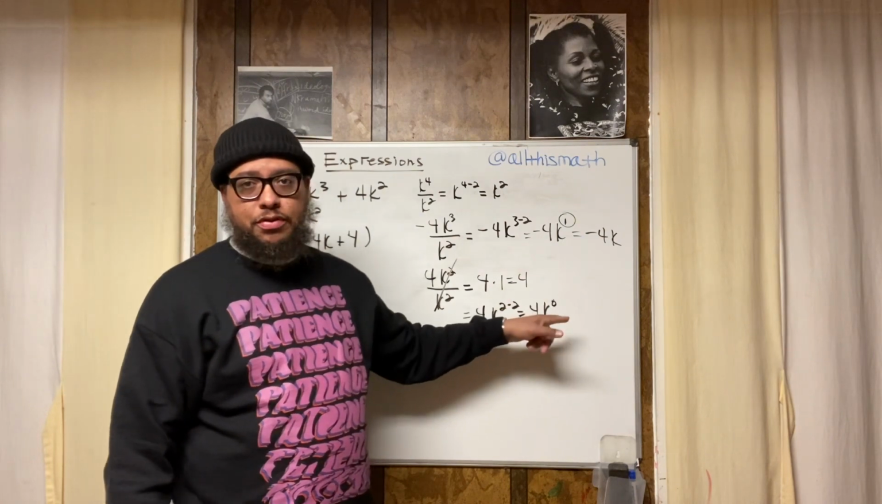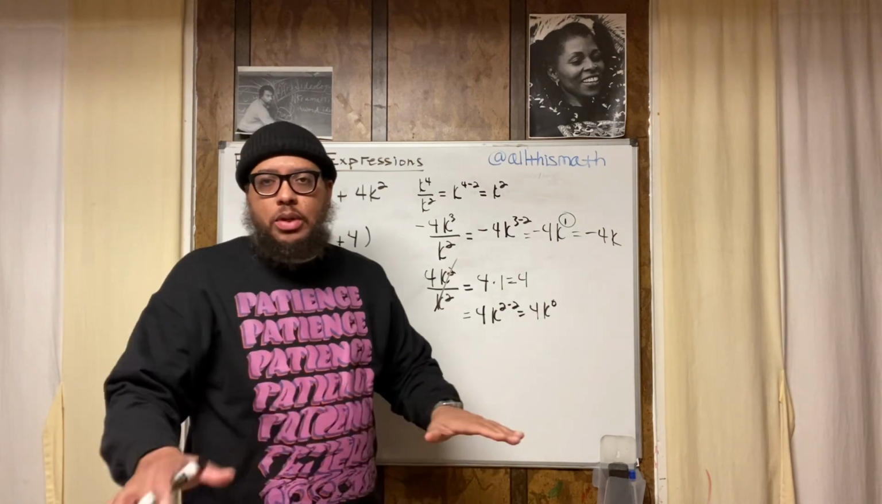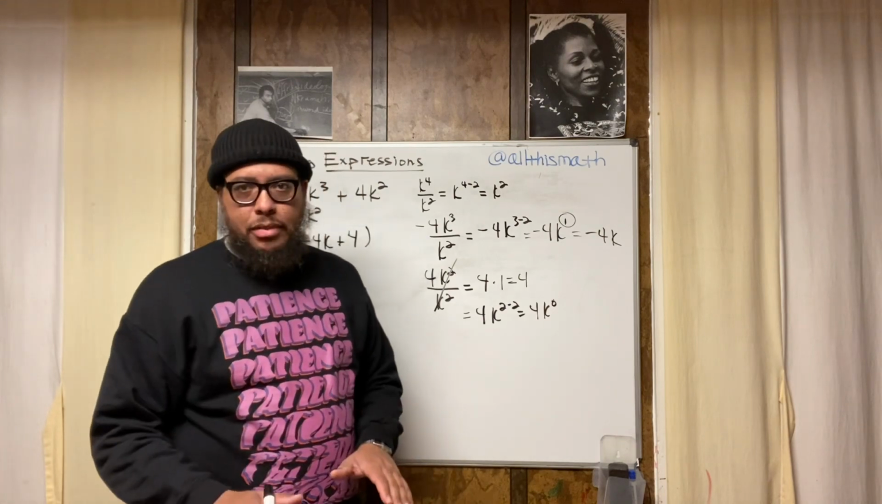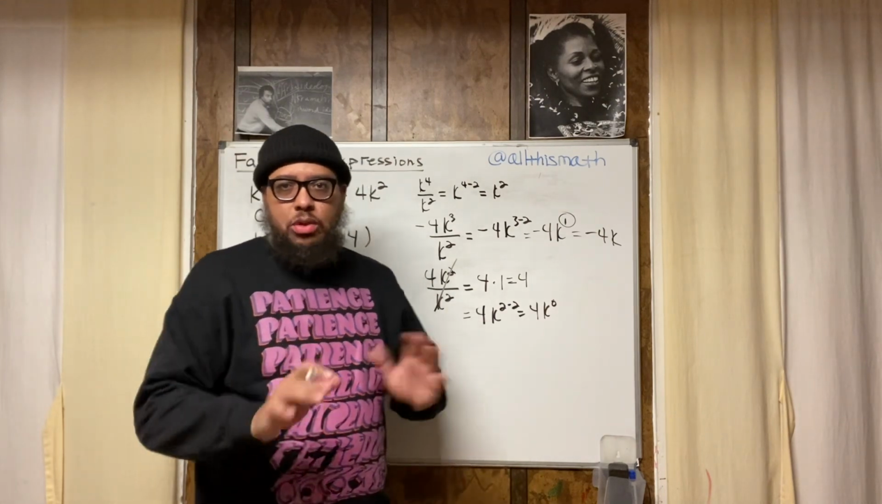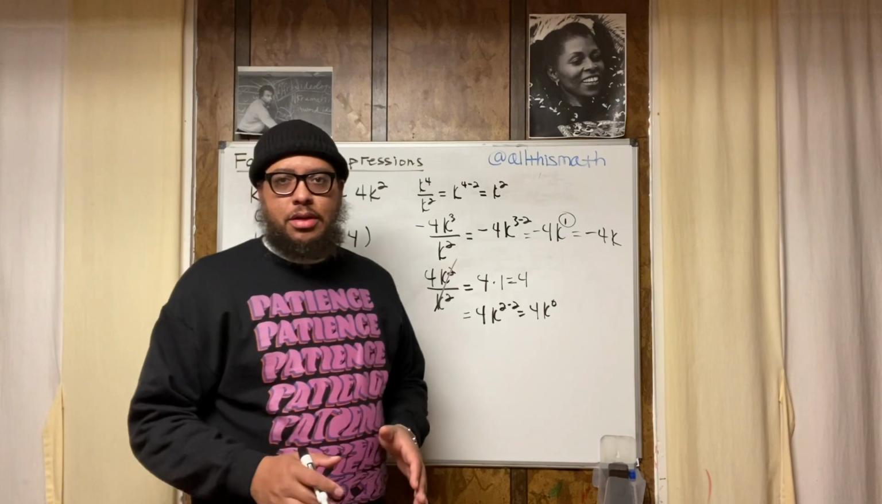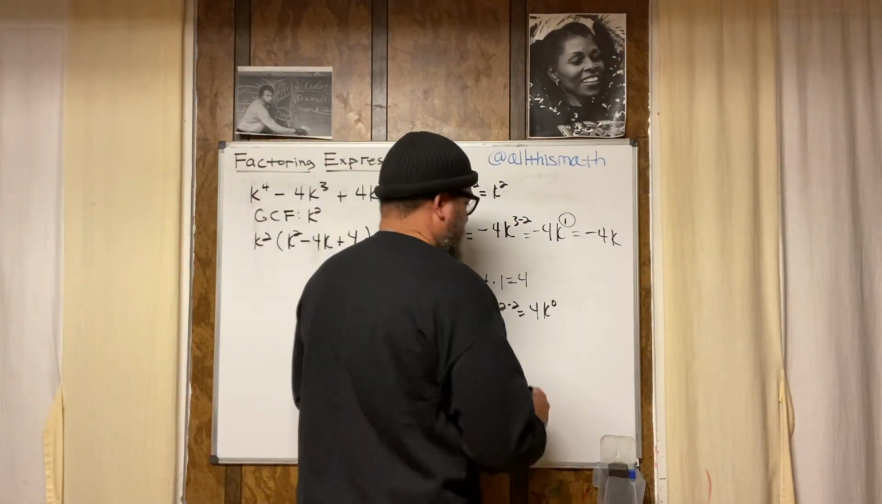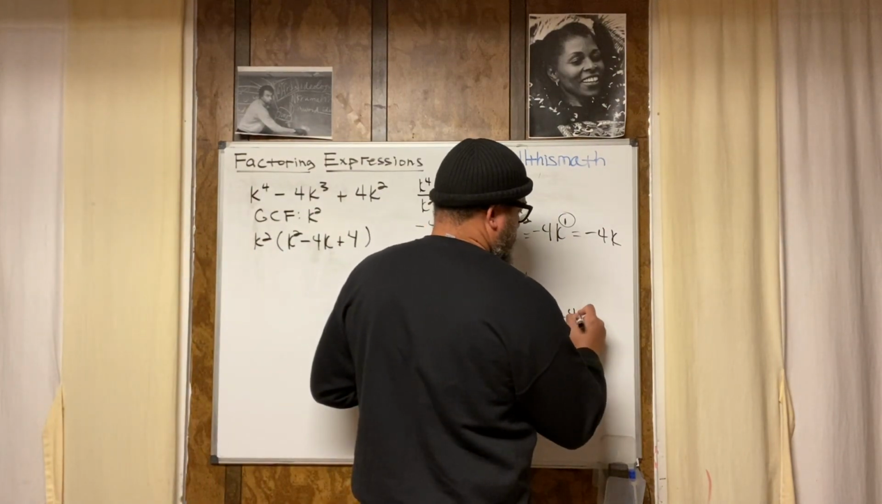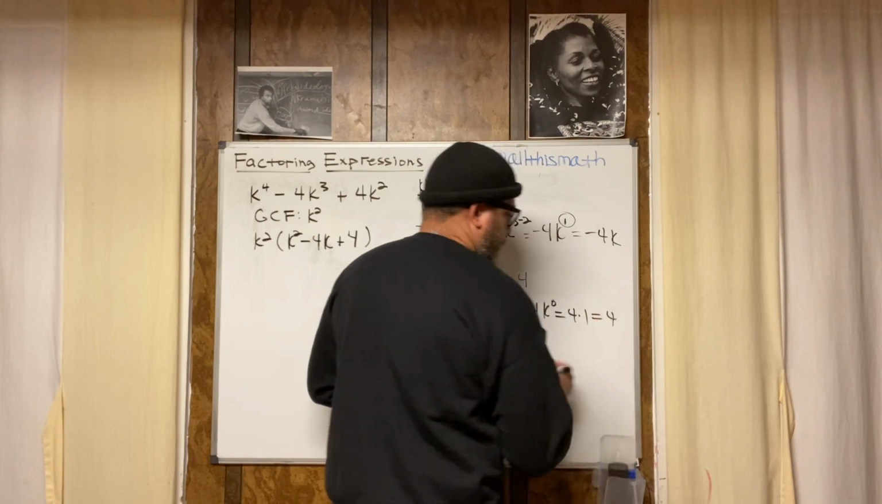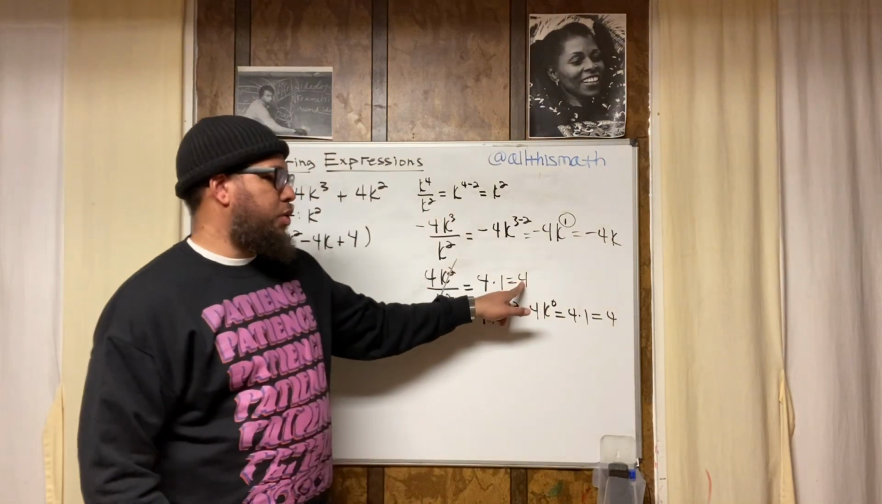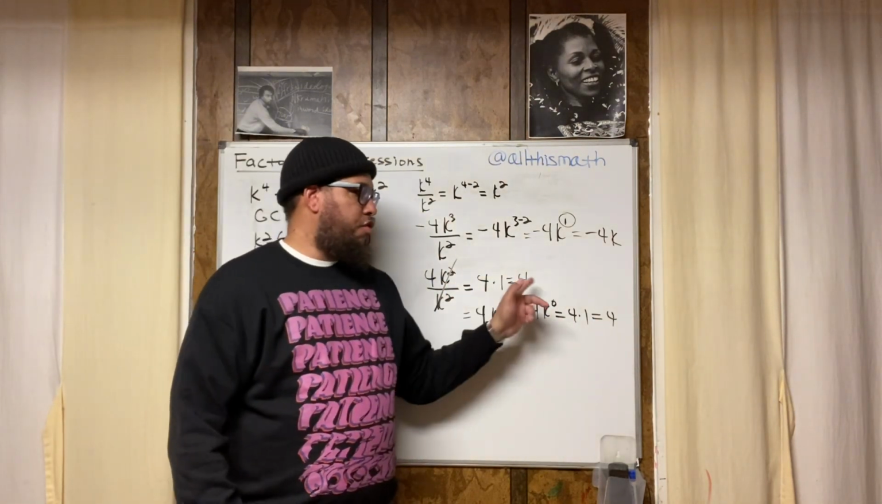K has an exponent of 0. So k is the only thing that turns into a 1. Just the k, nothing else. Only k turns into a 1. So this is going to become 4 times 1, which is 4. But notice what happened. We got 4 doing it the other way. We get 4 either way.